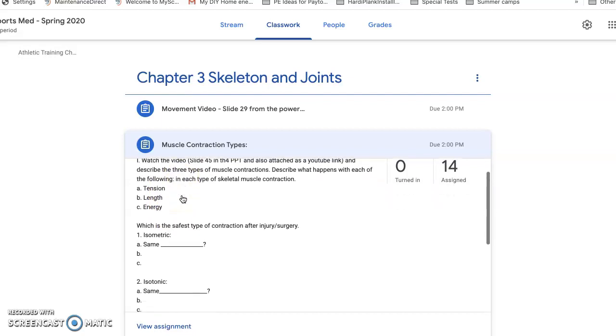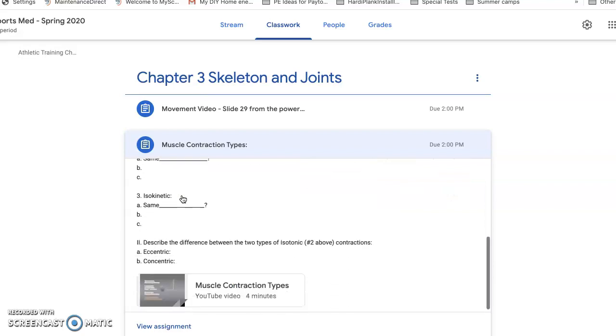And then at the end, there are 2 types of isotonic contractions, eccentric and concentric. These are really important. They're a big part of what we do in athletics and in terms of injury. Most injuries are related to one of these 2 types of contractions, so pay attention to these, and be able to explain the difference between both.